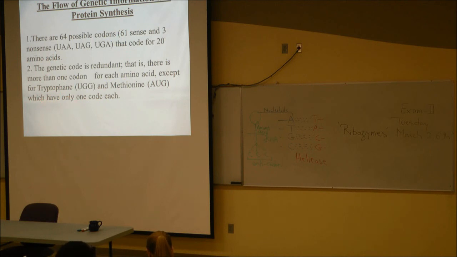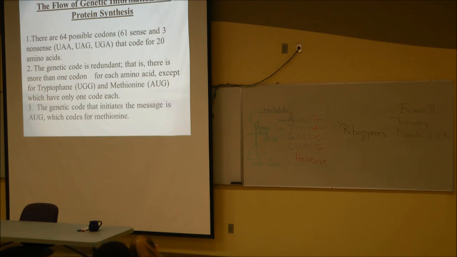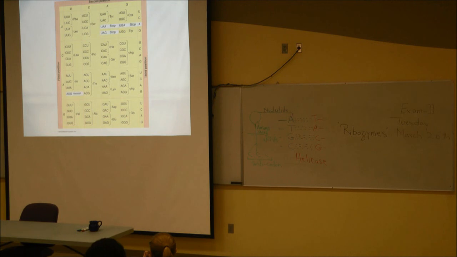The genetic code that always starts protein synthesis is AUG. And what stops it? One of the three. These are called nonsense or stop codons. This is the one that starts methionine. Both methionine and tryptophan have only one codon each.